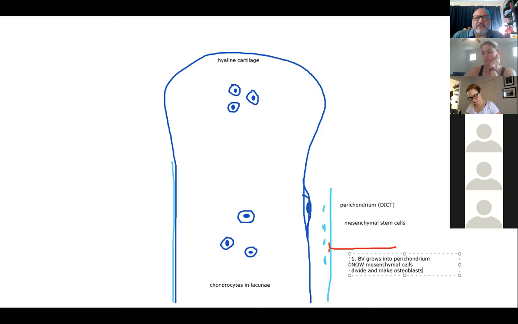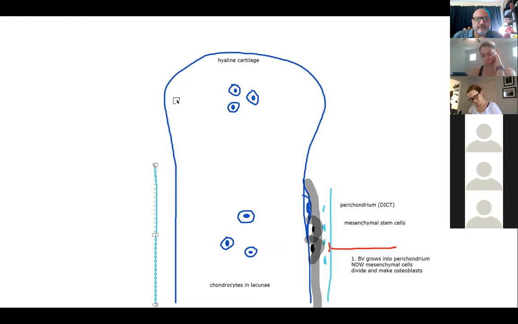And so what's going to happen is we get an osteoblast that forms here. And that osteoblast is going to surround itself with matrix. And then another osteoblast forms and it surrounds itself with matrix. And slowly, we start producing a layer of matrix on the outer surface of our diaphysis.